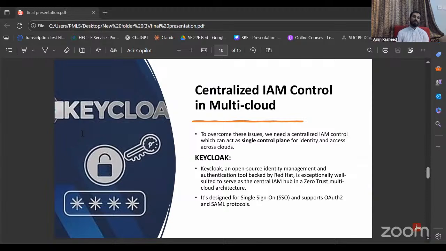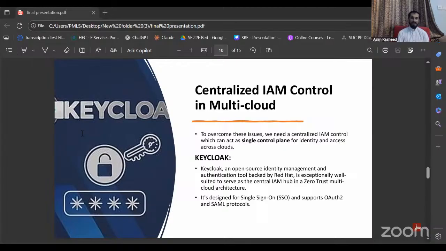Centralized IAM control and multi-cloud. To overcome these issues, we need a centralized IAM control, which can act as a single control plane for identity and access across the cloud. So we use Keycloak here. Keycloak is an open source identity management and authentication tool backed by Red Hat, exceptionally well suited to serve as a central IAM hub in a zero trust multi-cloud architecture.